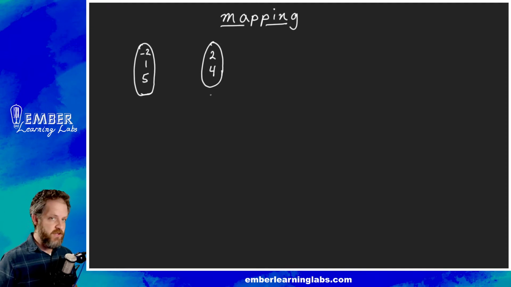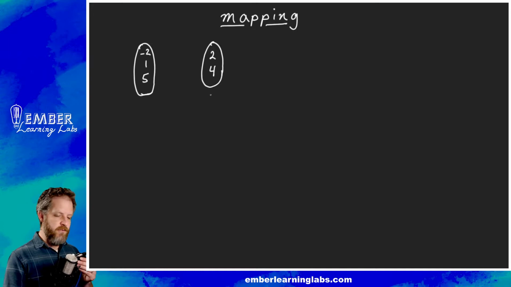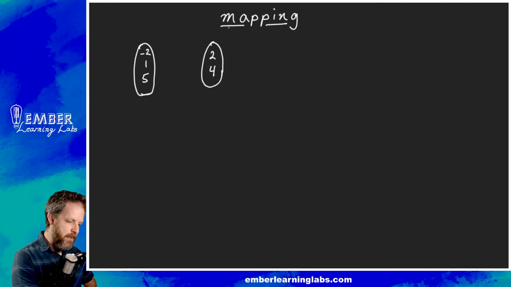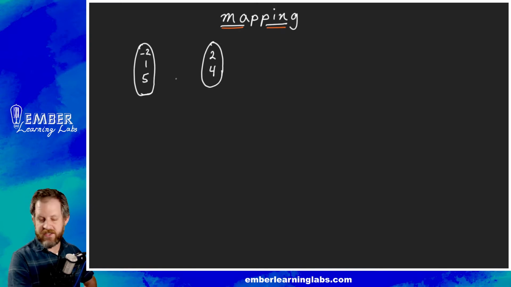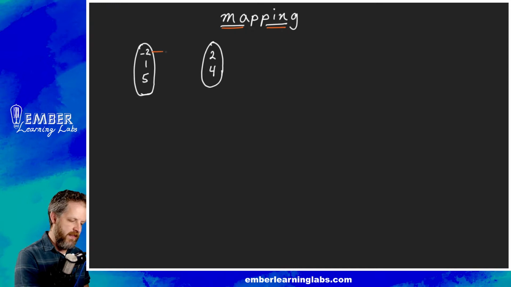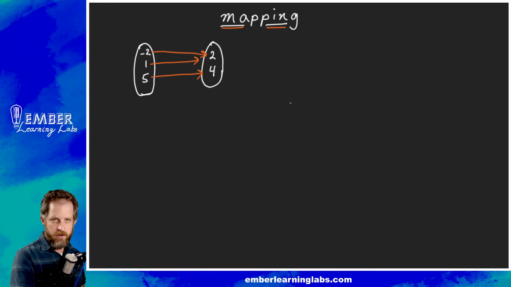Okay. So if we are going to map these numbers onto those numbers, this is how we do it. We draw arrows. So I could say that this number maps onto that number. So -2 maps onto a 2. 1 could also map onto the 2. And then the 5 could map onto the 4.